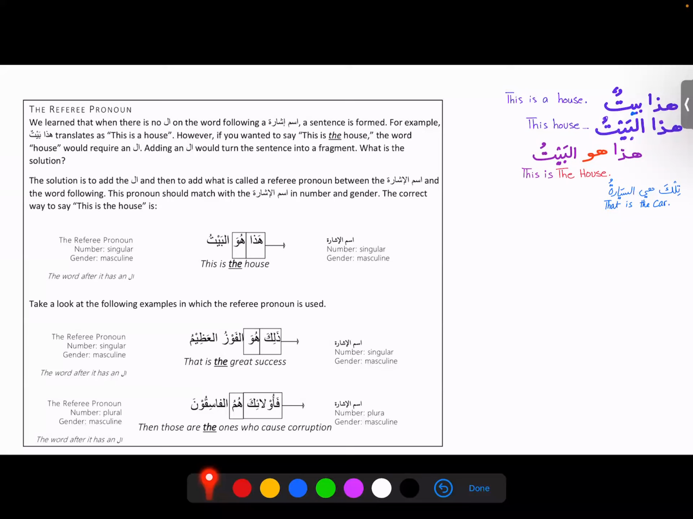Now let's see some examples from the Quran Pak. It says dhalika. Now dhalika is ismul ishara, right? Huwal fawzul azim. So what is this huwa doing over here? Referee pronoun. Otherwise, it should be that great success, right? If there is no huwa, that translation would be that great success. But I want to say that is the great success, right? So now the huwa, according to dhalika, dhalika is masculine and singular. So that is why huwa is brought. Dhalika huwal fawzul azim. So now it becomes a very emphatic jumla ismiya. And we are saying that is the great success.